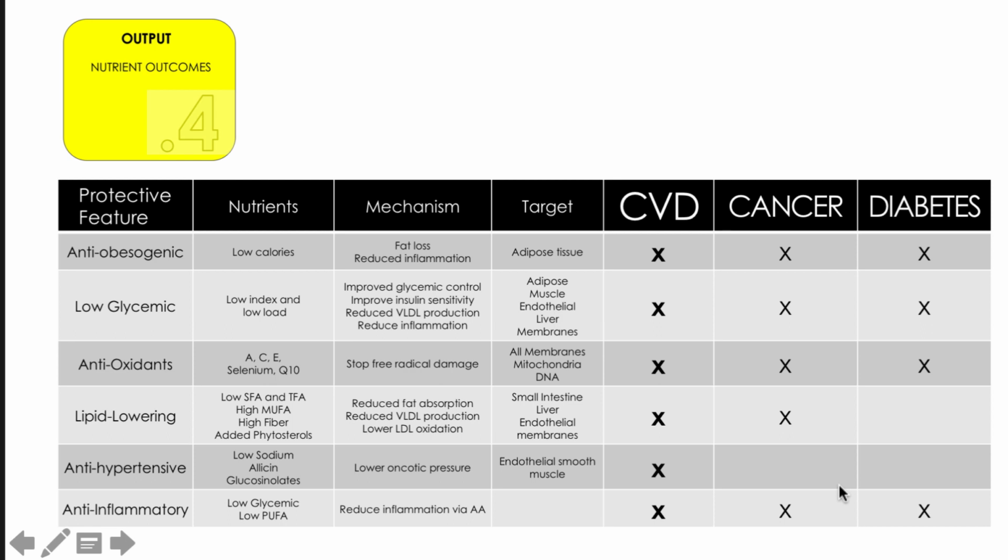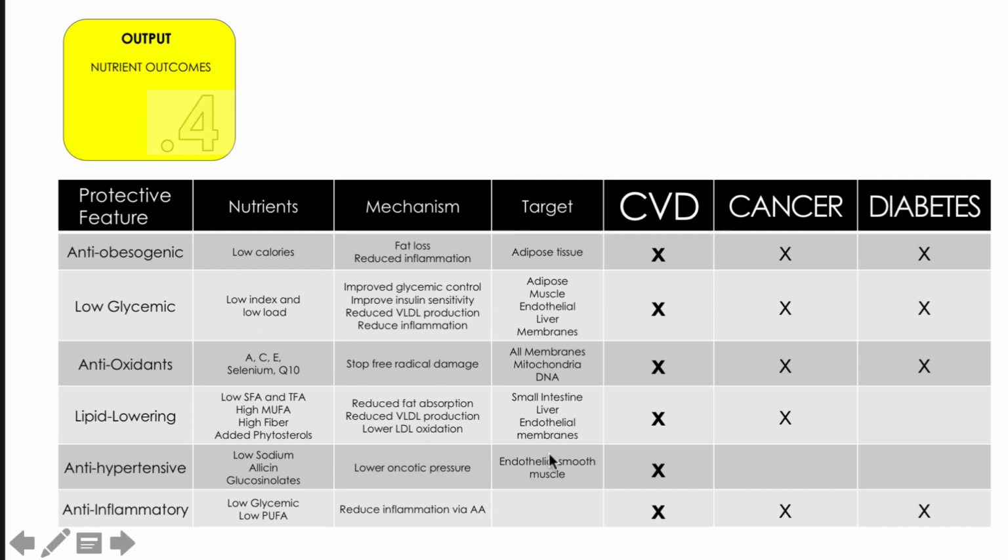So let's look at the outcomes. In simple terms, nutrition for disease, I boiled it down because it can be boiled down. If you look at the main protective features: anti-obesogenic, low glycemic, antioxidant, lipid lowering, anti-hypertensive, and anti-inflammatory type diets, right? I listed here in columns, and I would never want you to memorize all of this. It's just a summary of what I'm getting at with all of these, what nutrients we're targeting for those types of protective diets, the mechanism that it works, and maybe even a little about the target tissue it works in.